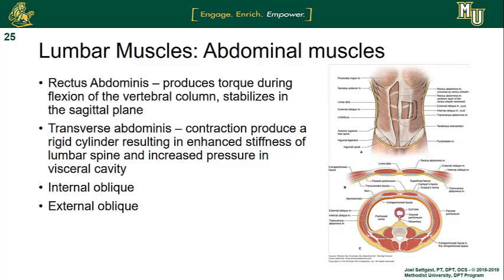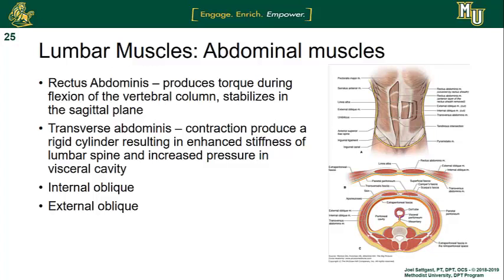The transverse abdominis gets a lot of notation and attention within the lumbar spine as the contraction produces kind of a rigid cylindrical stiffness enhancement to not only the spine but also to the visceral cavity. We'll talk more about whether or not this is something that is as effective as once thought.